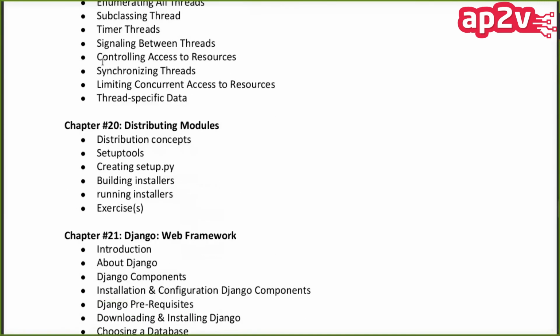In chapter 20, we have to learn about the distributing module. We have already discussed that if you would like to install a library from the internet, the official website is pypi.org. Now, how can you create those types of libraries and modules on your local machine, and how can you upload those libraries to the official website of Python? We will learn those things in chapter 20.